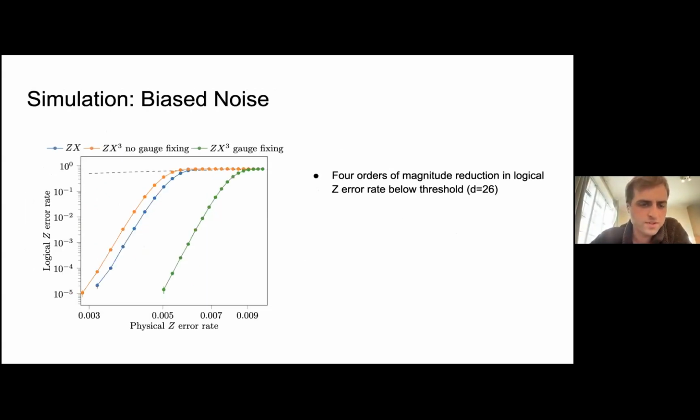And then you can also look at what the performance is like below threshold. This is for a distance 26 subsystem surface code, and you've got a four-orders-of-magnitude reduction. So this is actually showing some of the ZX. This is just showing the standard schedule for the subsystem surface code.